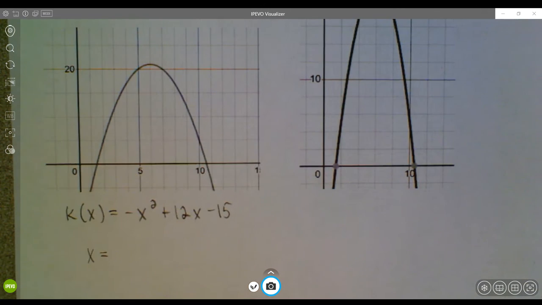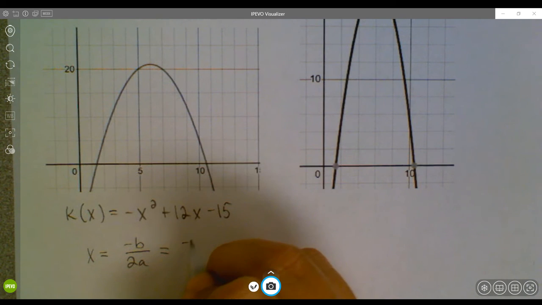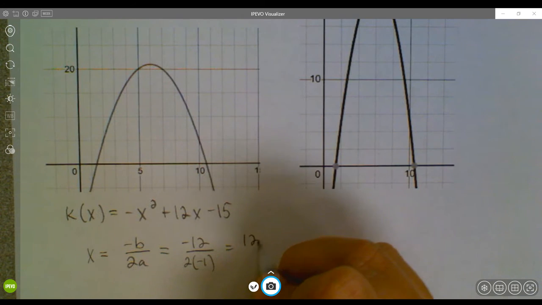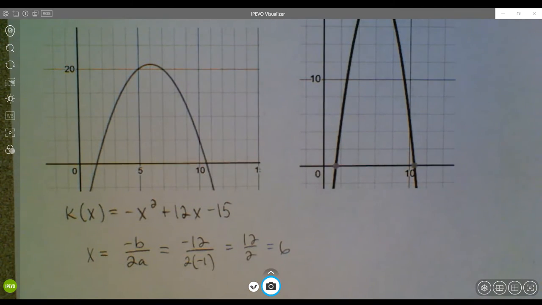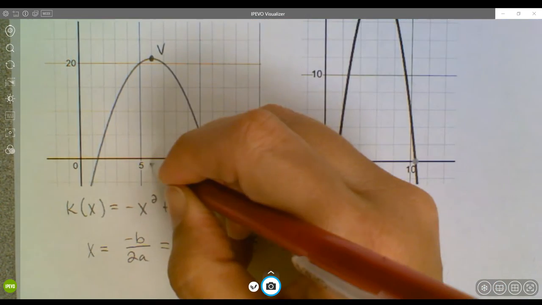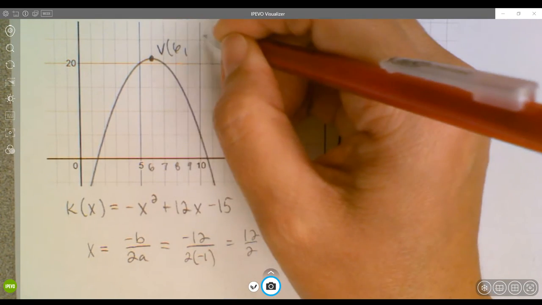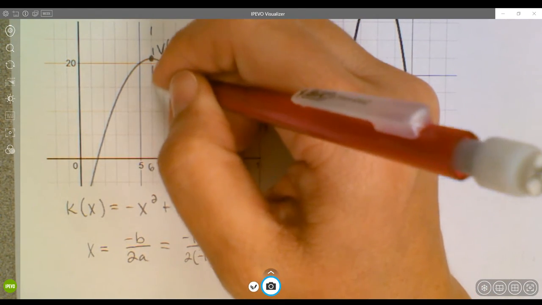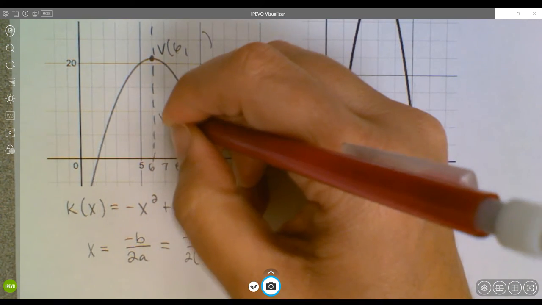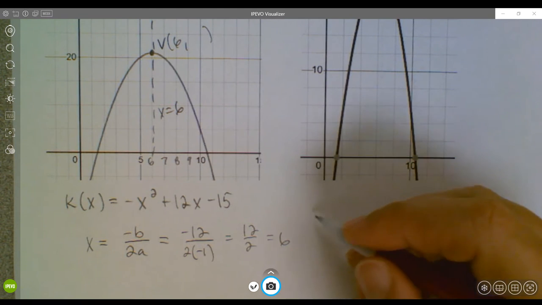So the x coordinate of my vertex, the axis of symmetry, is the negative of B divided by 2A. So it's the negative of 12 divided by 2 times -1. So 12 divided by 2 is 6. So my x coordinate of my vertex is 6. Look, here's 6, 7, 8, 9, 10. You get it? So it's 6 comma something. And it is also my axis of symmetry. It's the line x equals 6. All right, so now let's find k of 6.